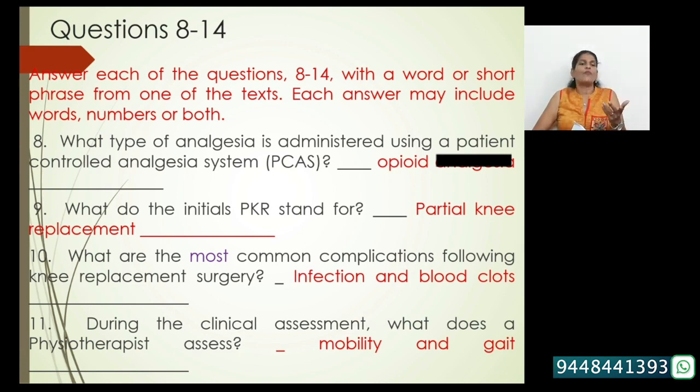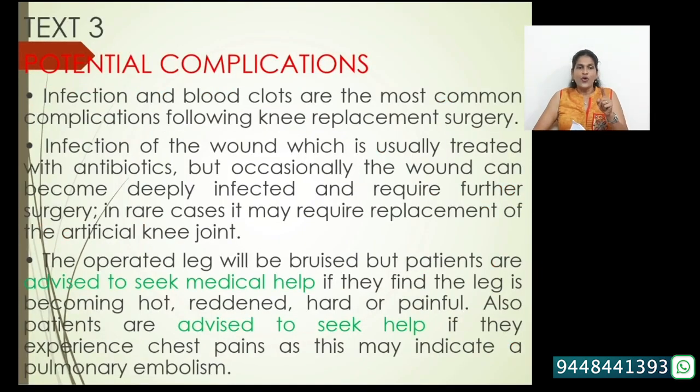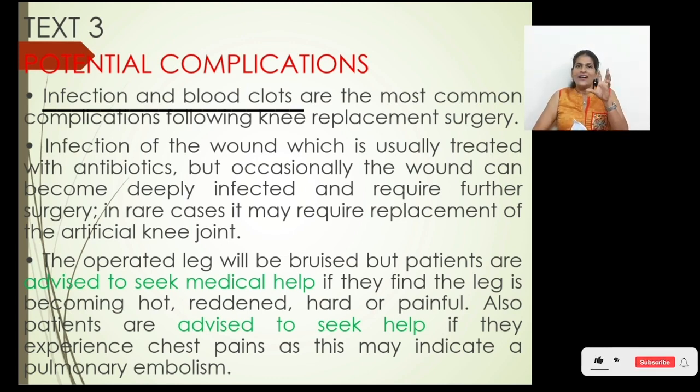Where do you go? You go to the complication. Let us go to the complication and find out the answer. It is given there, in the first line: infection and blood clots are the most common complications following knee replacement surgery. So the answer is two things. If you write only one, you are wrong. Remember this. This is what I learned from my mistake. So you have to read the question thoroughly and try to understand the question so that you don't make a mistake.